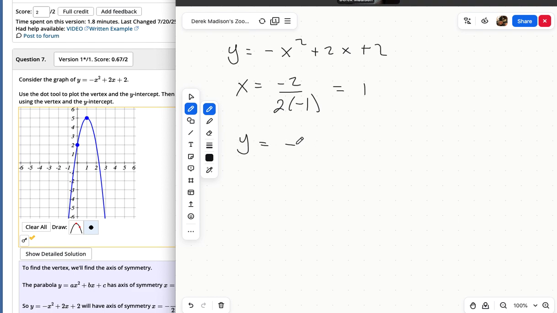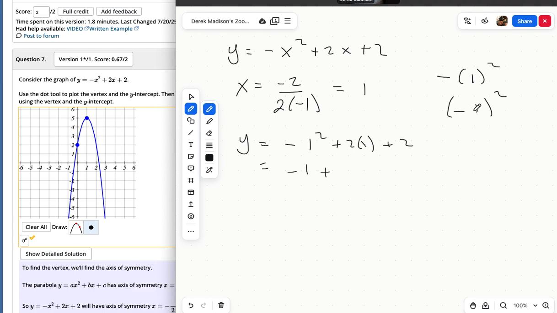And then the y is going to be the negative of 1 squared, plus 2 times 1 plus 2. So this is a little sneaky. This is the negative of 1 squared as opposed to negative 1 squared. So it's actually going to be a negative 1 right there, and then plus 4. That's exactly what it is.